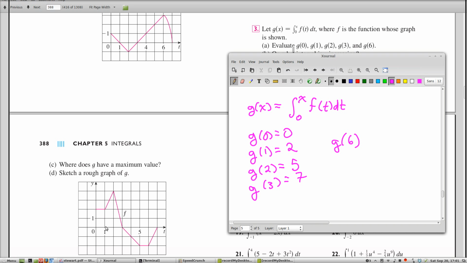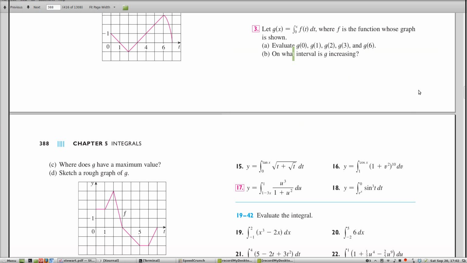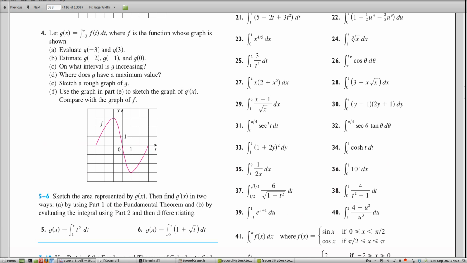And g of 6 is going to be 1, 2, 3. So it's going to be this 7 that we came up with for g of 3, and then also these things up to 7 counted negatively. So here you've got 2, 3, 4, 5. And so the difference is, this is saying 7 minus 5, which is 2. Okay. So those are just some questions about the meaning of g of x. And now we've got to do some derivatives, probably.